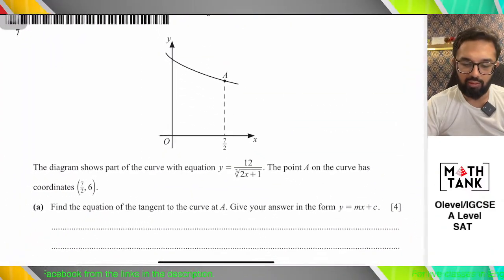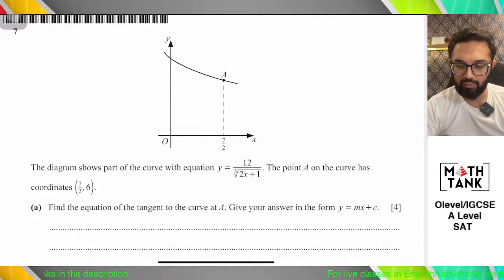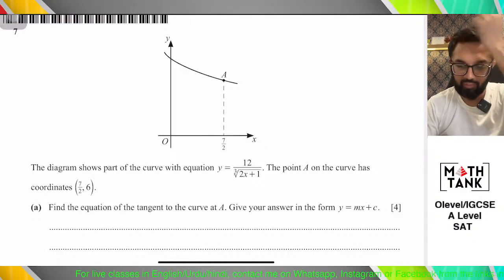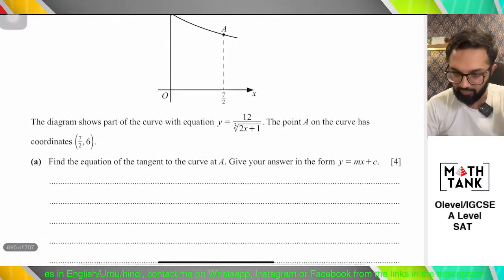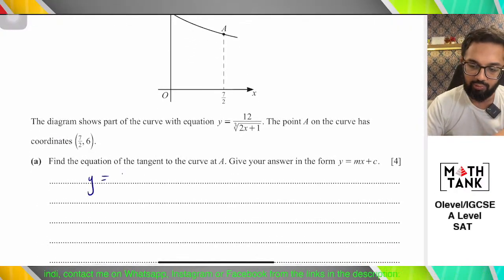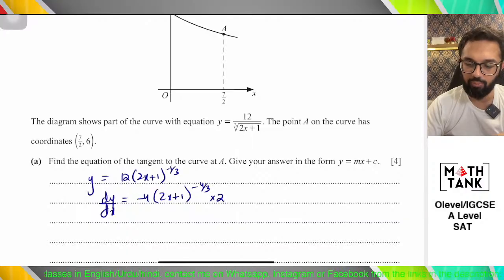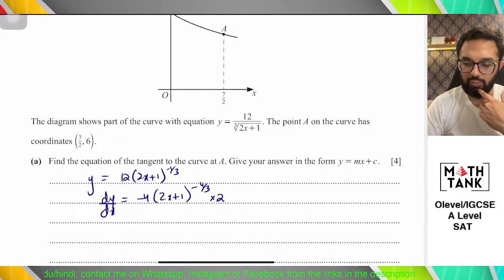Question number 7, then. The diagram shows part of the curve. The point A on the curve has coordinates 7 over 2 comma 6. Find the equation of the tangent to the curve at A, giving your answer in the form. So dy by dx is what I need to do. I'm going to bring this up first and say that this is power minus 1 over 3. So dy by dx will be minus 4 (2x plus 1) to the power minus 1 over 3 minus 1, which is minus 4 over 3, into 2. Okay, that's the differentiation for this.